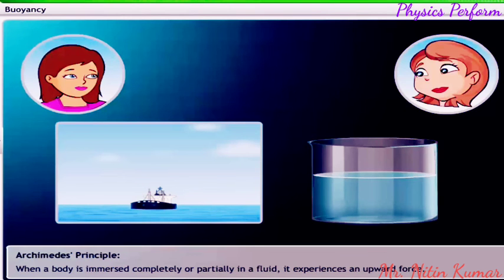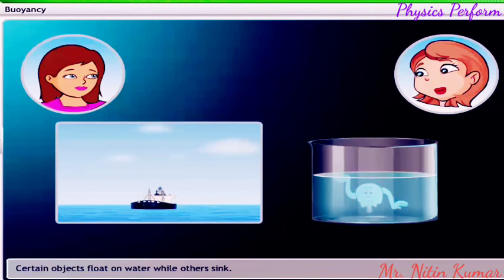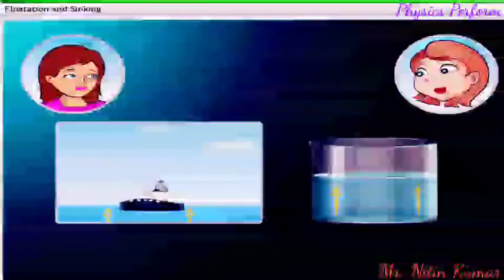Now let's look at another aspect of Archimedes' principle, which explains the concept of floating and sinking, also known as buoyancy. As Archimedes' principle mentions, when a body is immersed completely or partially in a fluid, it experiences an upward force. The upward force exerted by a fluid on any object is called upthrust, the buoyant force, or simply buoyancy. The concept of buoyancy explains why certain objects float on water while others sink. All objects experience buoyant force when immersed in water.